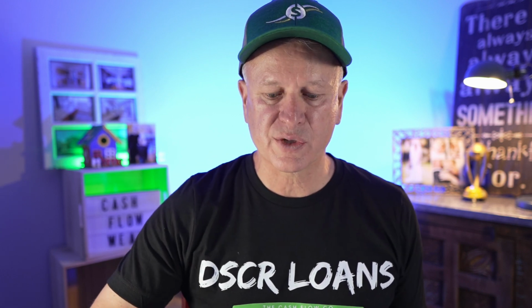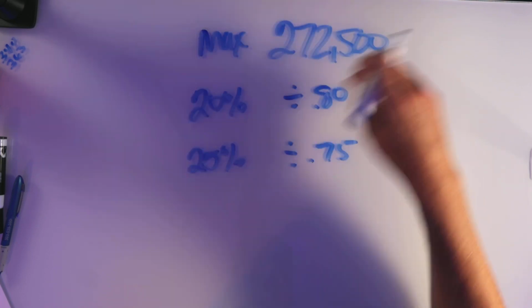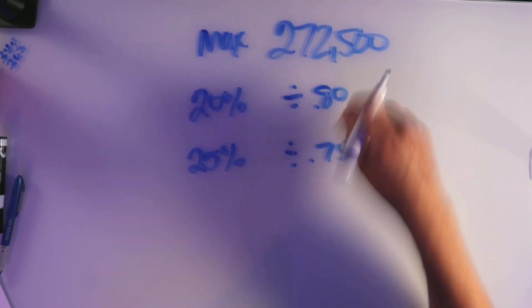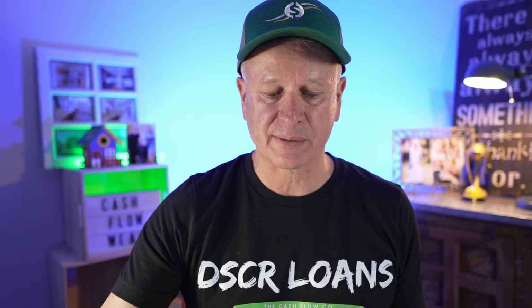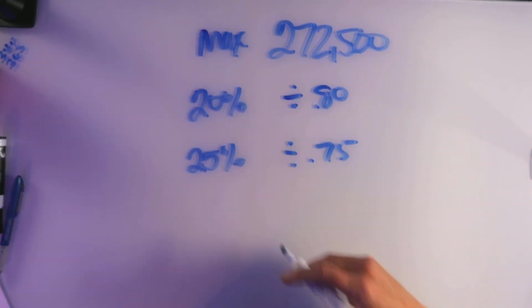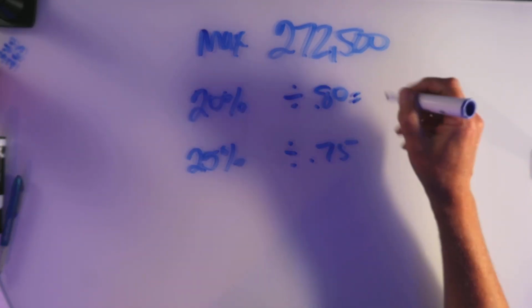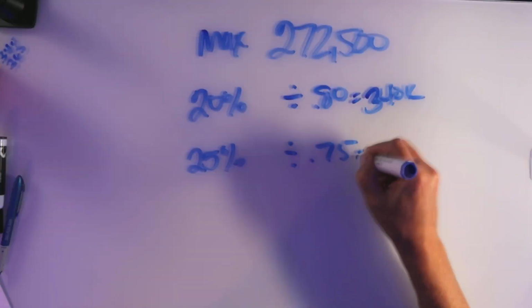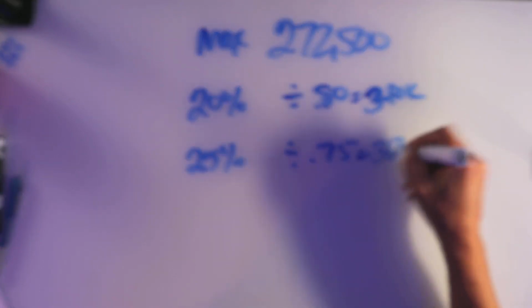If you have a calculator and you just want to figure this out yourself, all you do is you put in the $272,500 and you divide it by 0.80 or divide it by 0.75 to figure out your estimated purchase price. So in this case, if you're putting 20% down, the 80% is your loan amount. This would equal an estimated or approximate purchase price of around $340K. You put this one in and it's an estimated purchase price of $360K.